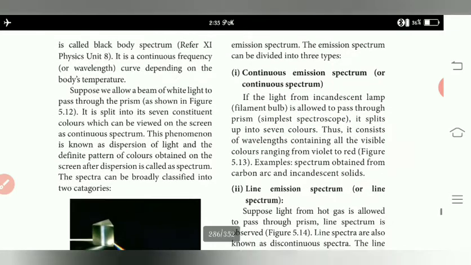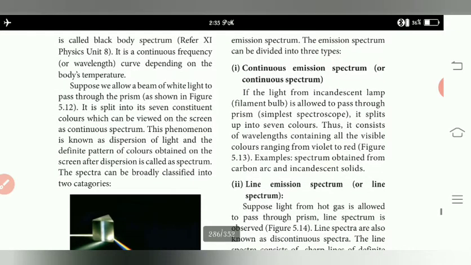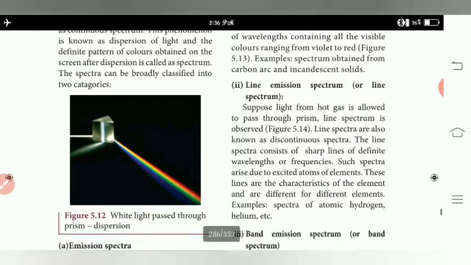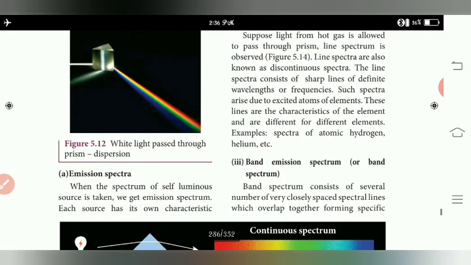Suppose we allow a beam of white light to pass through a prism. It splits into the 7 constituent colors, which can be viewed on the screen as a continuous spectrum. This phenomenon is known as dispersion of light, and the definite pattern of colors obtained on the screen after the dispersion is called a spectrum. Okay, spectra are classified into 2 types. The first one is called emission spectra.